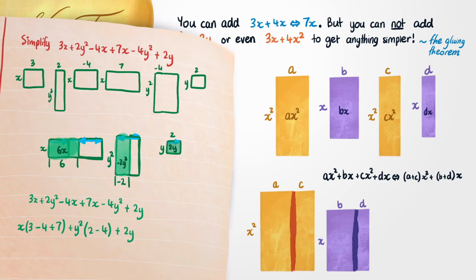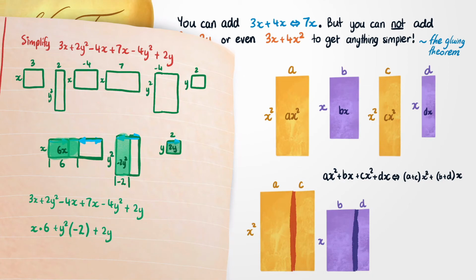Now after this, we can just realize that 3 minus 4 is just minus 1, plus 7 is 6. So we get x times 6, which is what we had before. And then after this, we can say that 2 minus 4 is the exact same thing as negative 2. So we can replace that as well.